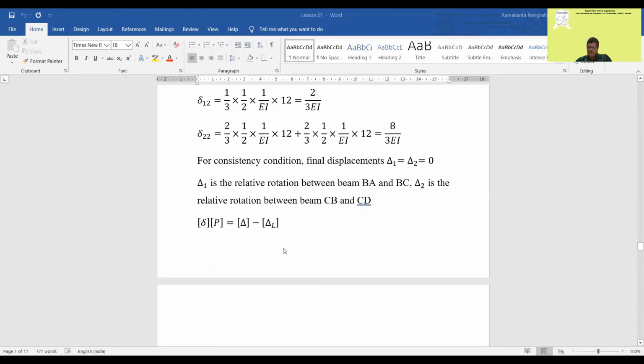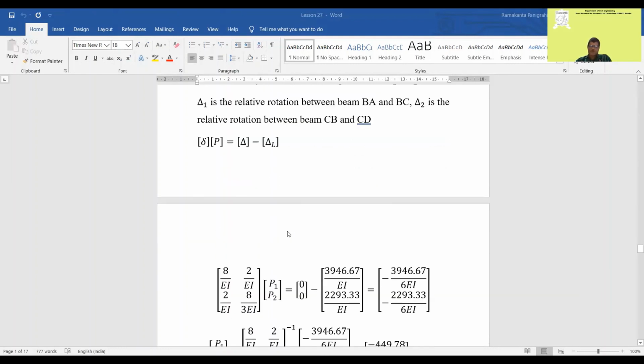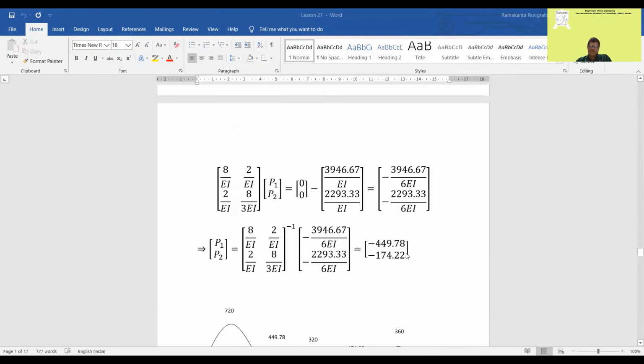So now apply the formula. P is equal to the inverse of flexibility matrix times delta minus delta L. By applying these formulas, you can find the value of P1. I think you are able to write down the inverse of the matrix. So that is not an issue. If you have not understood the inverse of a matrix, then again you have to study matrix calculations: how to calculate the inverse, how to calculate the determinant, how to find the adjoint matrix. Those things you have to study, the basic knowledge of matrices.